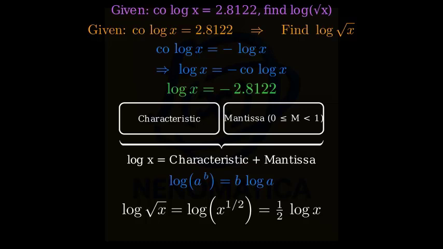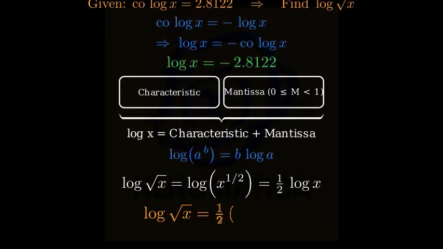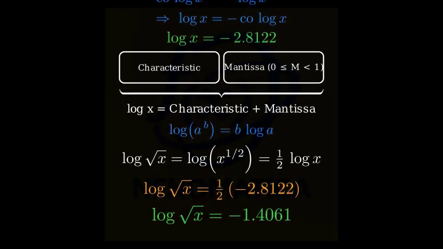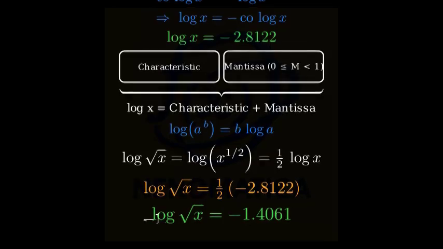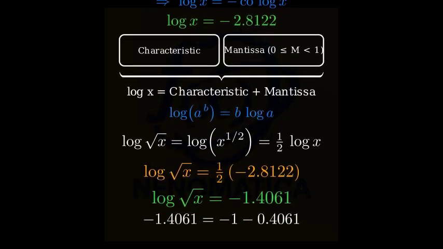Step 3. Substitute the value for log x that we already found. That gives 1/2 times negative 2.8122. Step 4. Multiply by 1/2. We obtain negative 1.4061. Step 5. Write this as characteristic plus mantissa. Negative 1.4061 equals negative 1 minus 0.4061.